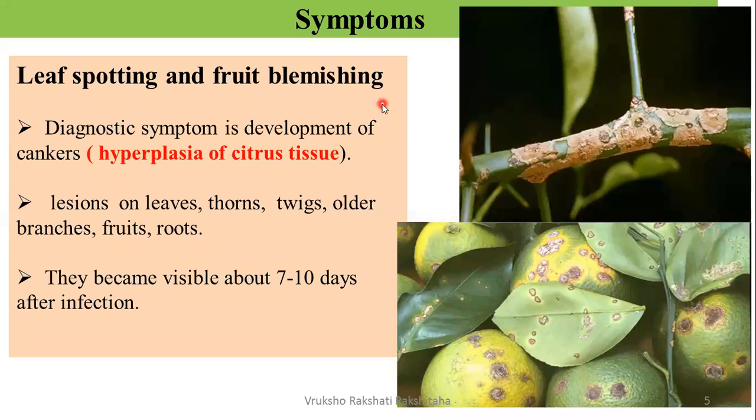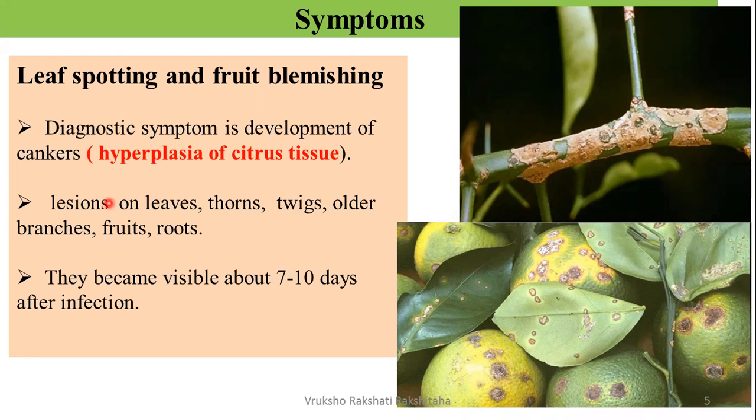Let us discuss the symptomatology. The primary symptoms are leaf spotting and fruit blemishing. The most diagnostic symptom is the development of cankers where hyperplasia occurs. Hyperplasia means uncontrolled division of the cell takes place.